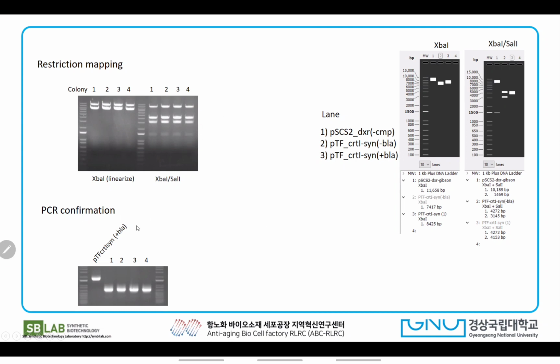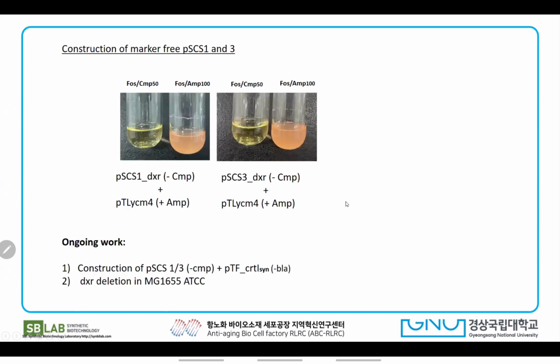Also, we confirmed with PCR using primers specific for part of the ampicillin marker. In the ampicillin-positive PT phytofluin, we will see a band a little bigger than 1.5 kb. If the ampicillin marker has been removed, we will get a band around 600 base pair. So in all 4 of them, we confirmed that both plasmids are marker free.